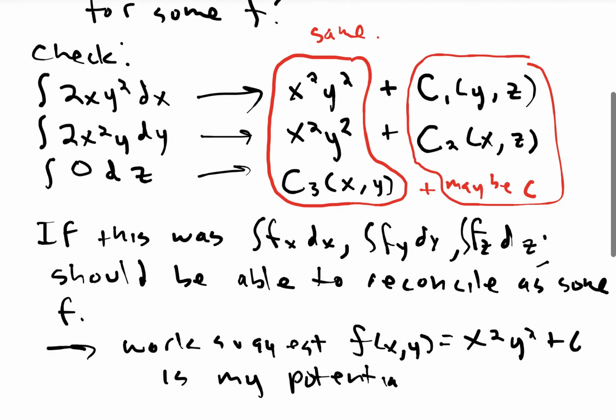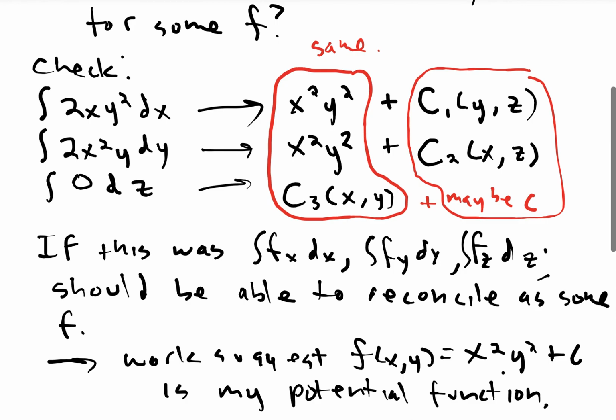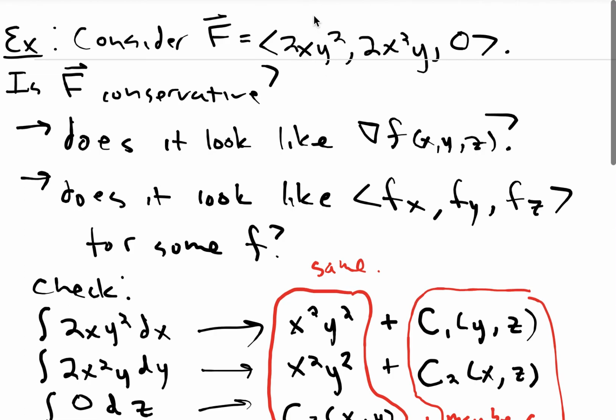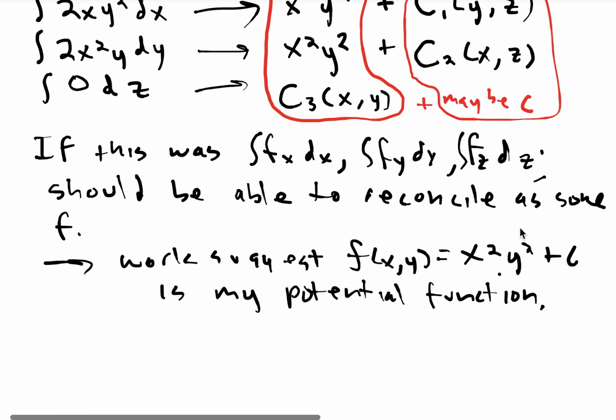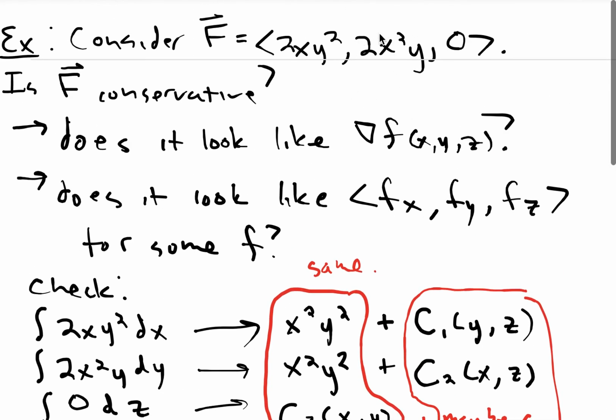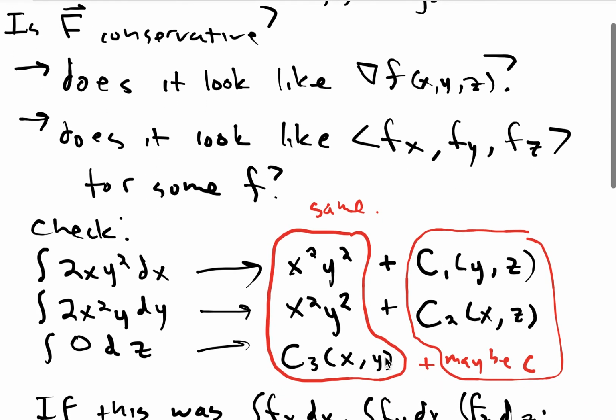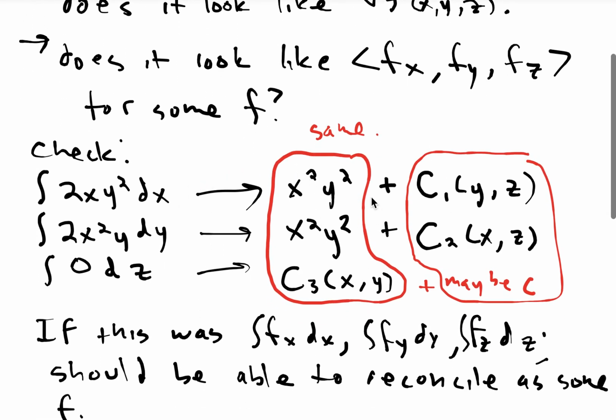Okay, and you can even check if you're worried about having found a good potential function or not. You can actually take the partials, right? Your x partial of this expression gives you that exact x component that we started with. The y partial of this expression gives you the exact y component that we started with. And then since we had x squared y squared plus a constant, of course the z partial of that's going to be 0.